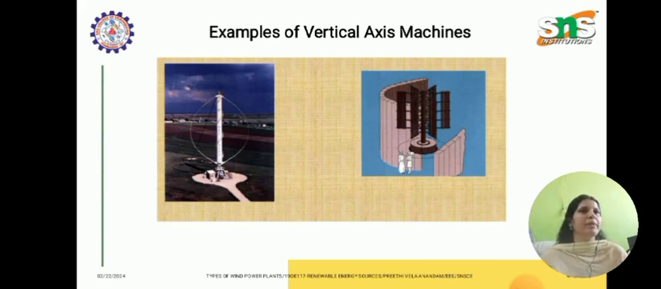In the HAWT, the type of wind turbine in which the axis of rotation is parallel to the flow of air is called the HAWT. Whereas in the case of VAWT, the axis of rotation of the turbine and the flow of the air stream are perpendicular to each other. The vertical axis wind turbine is also known as the cross wind axis turbine. You can see the picture of vertical axis machines here. These are some examples given in this slide.